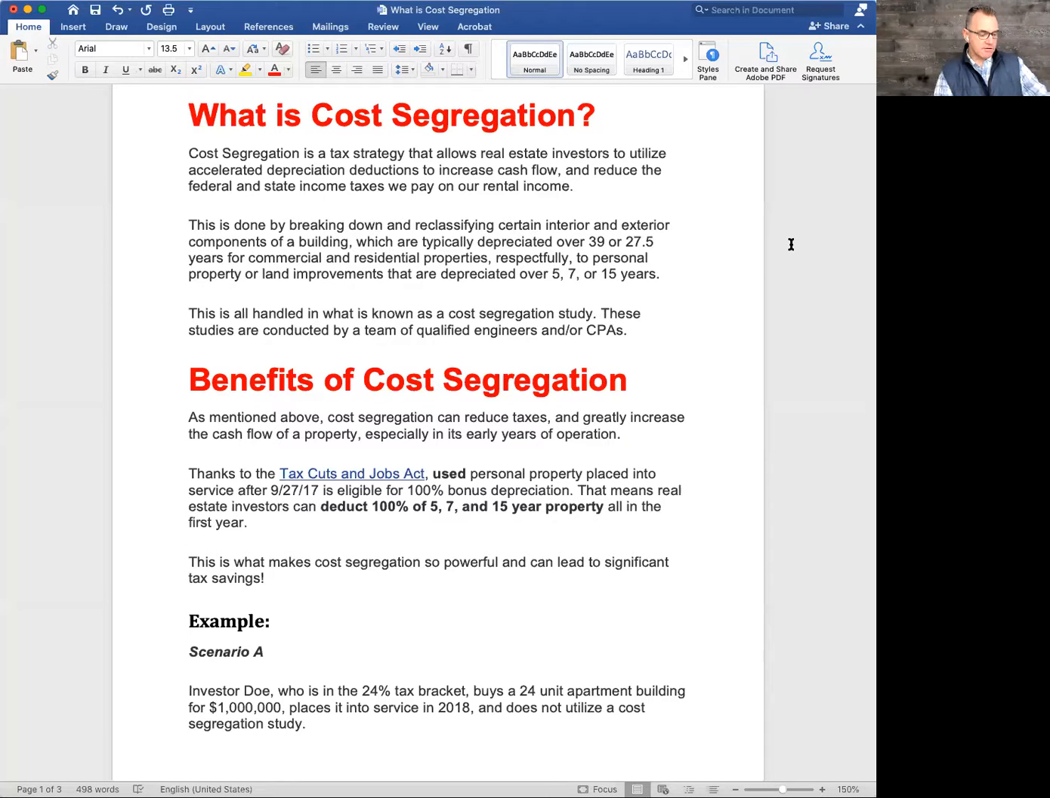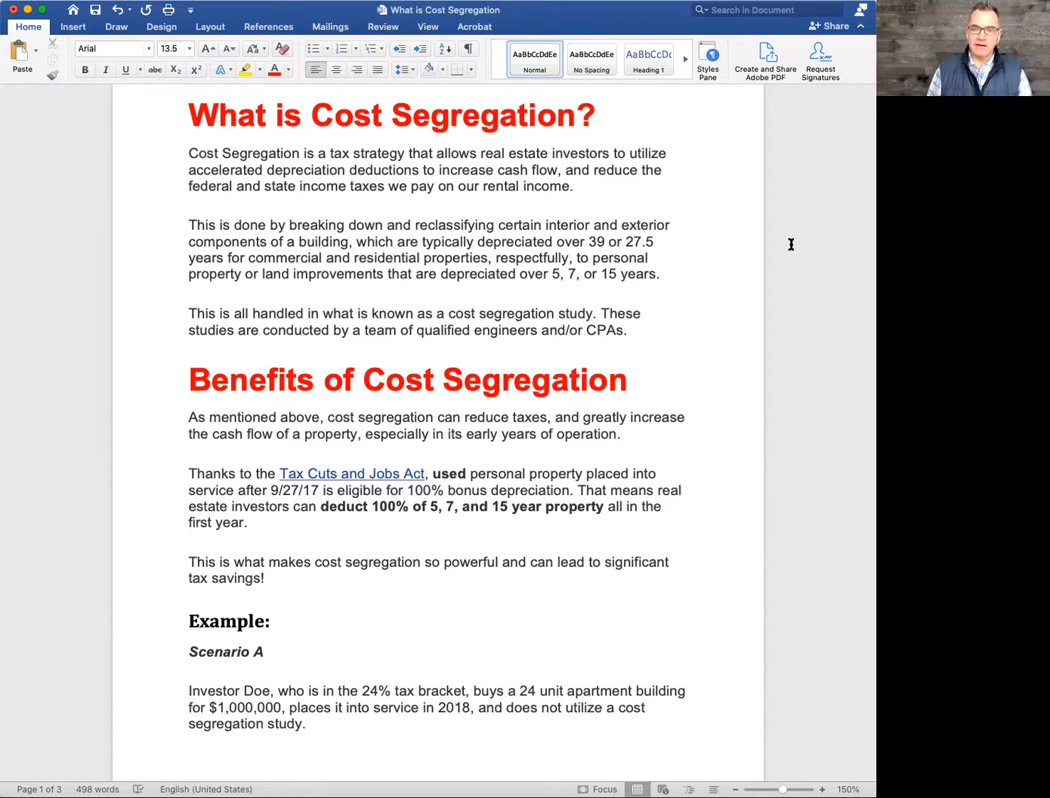So what is cost segregation? I'm going to read it. It's a tax strategy that allows real estate investors to utilize accelerated depreciation deductions to increase cash flow and reduce the federal and state income taxes that we pay on rental incomes. I didn't write the IRS tax code, but the experts on our team know how to utilize it properly, legally, to all of our benefit.